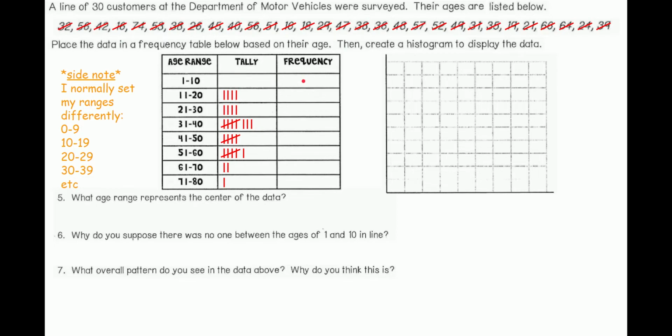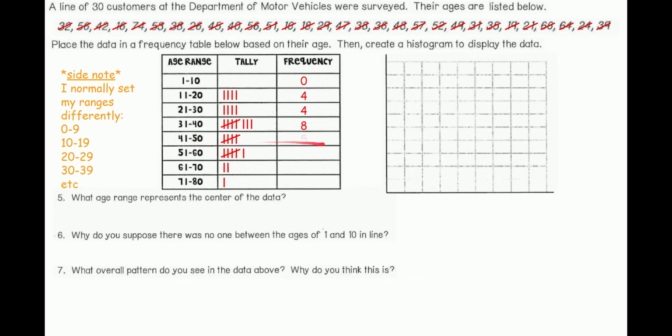So the frequency is how often something happens, how frequently something happens. In this case, how frequently people's ages range in the 1 through 10 range. 0. There are 0 tallies there. For how many people were between 11 and 20? Well, 1, 2, 3, 4. It looks like 4 people were between 21 and 30. 31 to 40, we have a group of 5. 6, 7, 8. Look how easy that is to count.